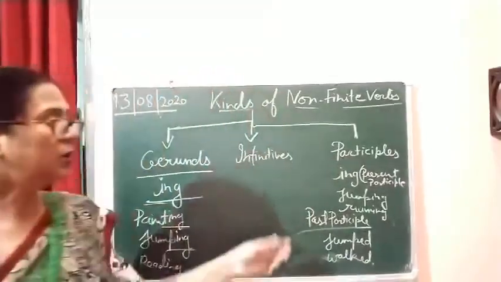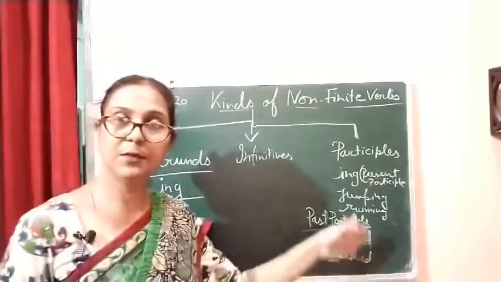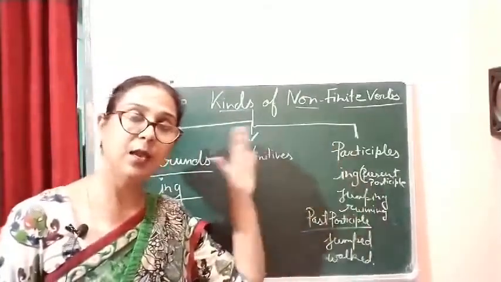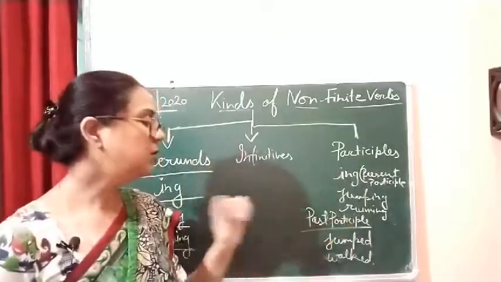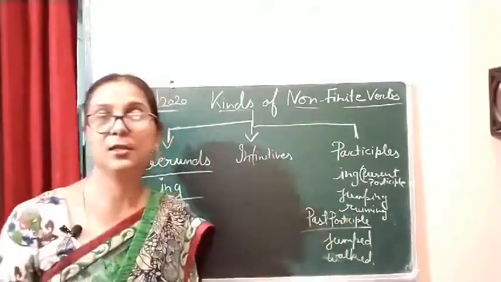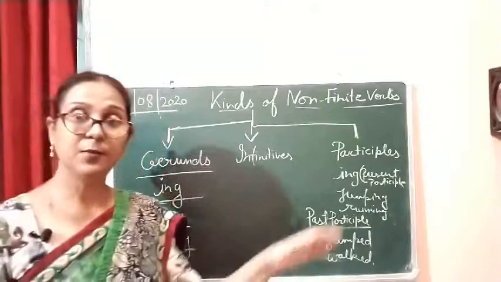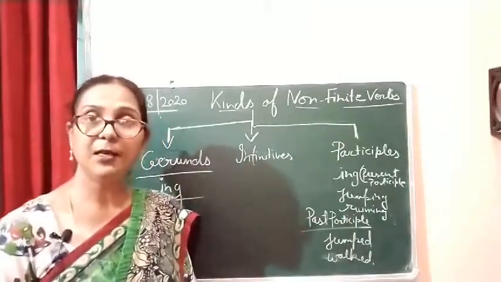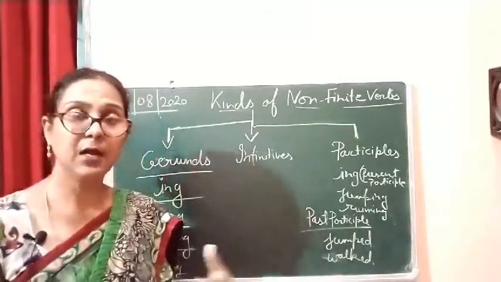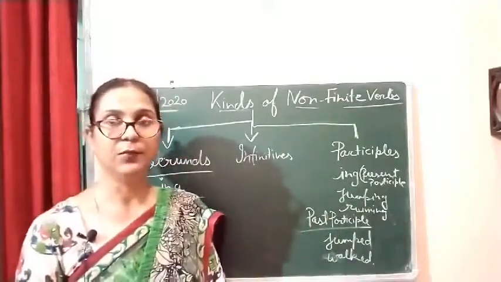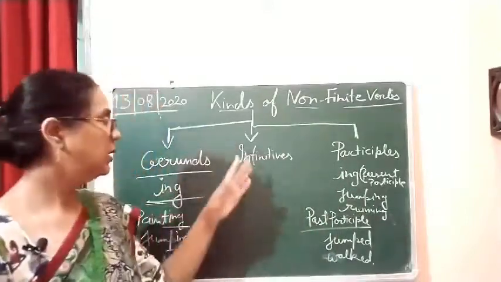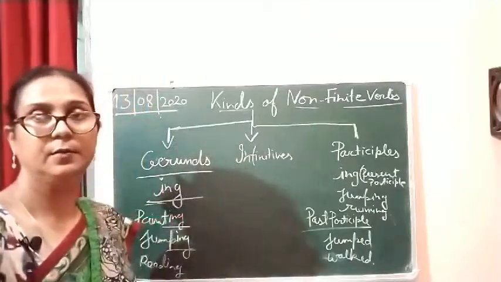So there are two types of participles. First is present participle, in which we are supposed to use ing, and in past participle we are just adding ed as a suffix. So that has become participles. And participle is considered partly a verb and partly an adjective also. Now we are moving to infinitives.